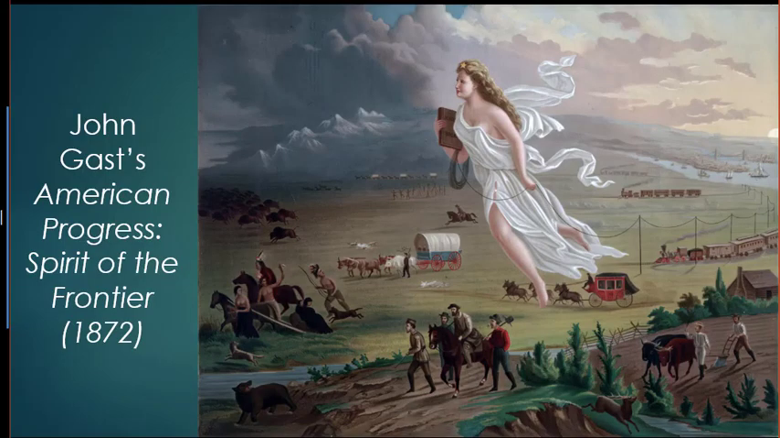Today I want to start the lesson by looking at this painting. It's a painting by John Gast. It's called American Progress, Spirit of the Frontier, and Gast paints this in 1872. I want you to look at the painting and think about what you see here. There are several things that you'll notice in this painting.